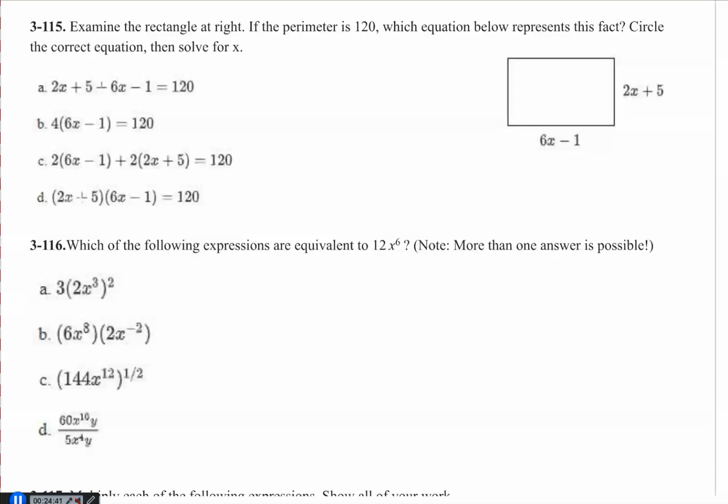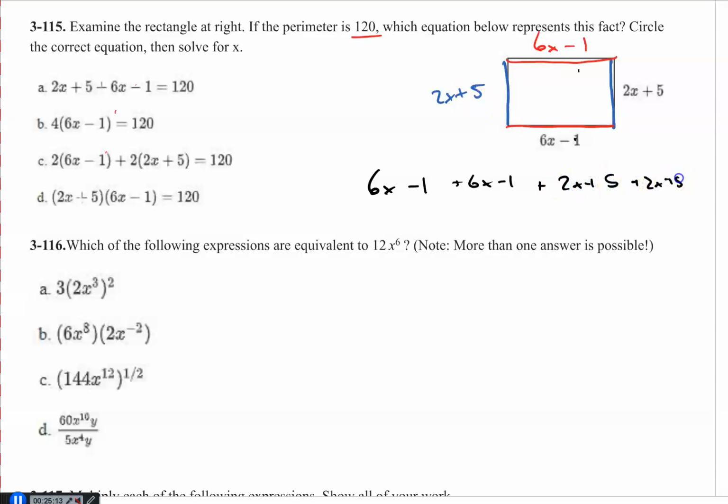Okay, 3-115. Examine the rectangle. Here's the perimeter, and then we have to choose an equation. Okay, so this side of the rectangle, 6x minus 1. That means the opposite side will be 6x minus 1. This is 2x plus 5. So the opposite side will be 2x plus 5. So the perimeter is going to be, if we add up all the sides, 6x minus 1 plus 6x minus 1 plus 2x plus 5 plus 2x plus 5.